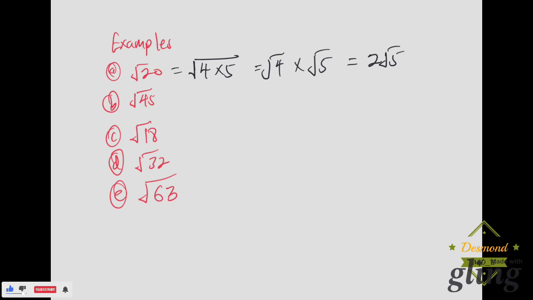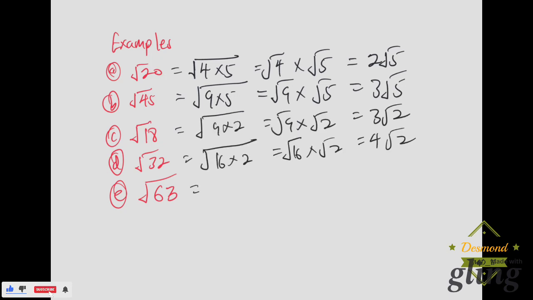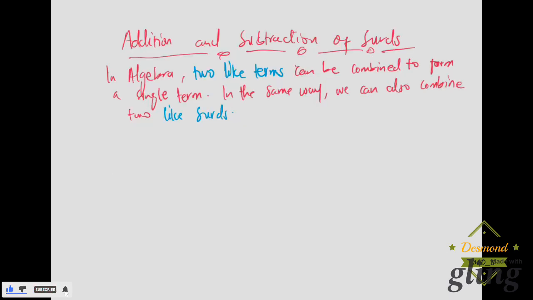Now let's consider b. We can simplify it. With this one, we have the square root of 9 times 5, then the square root of 9 is 3, so 3 root 5. Now let's consider c. You can pause the video and try to do the rest on your own. With this one, we have root 2, and with this one, we have root 9 times root 7, and it's 3 root 7. Very simple. Now, let's go to addition and subtraction of surds.